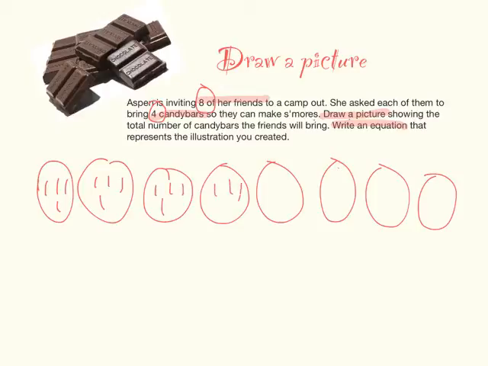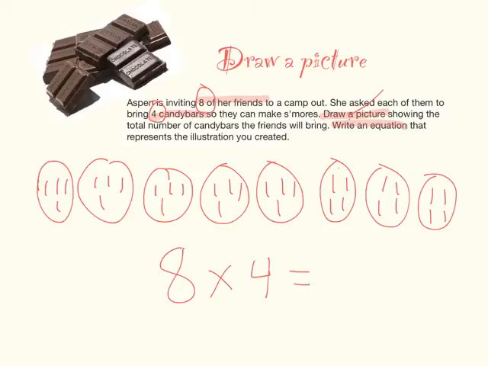Make sure that you put enough space between your tally marks that if you need to count them later, you can. So we did it. We drew a picture. When it asks us to write an equation, it's the same thing. We have 8 groups of 4. That's going to give us a total of 32 candy bars.